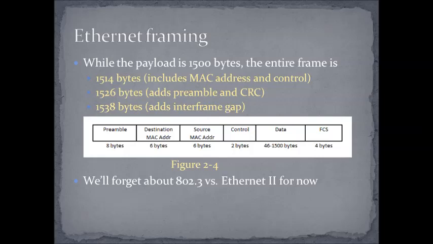So from Chapter 2 in the Packet Guide to Core Network Protocols, here's figure 2-4, and this just shows you the fields that we have in Ethernet. And so we've got our 8-byte preamble, the 2 MAC addresses, the control field, our data field. Now remember, that's variable size. It can be much smaller than 1500 bytes, but 1500 bytes is the top end. And then we have our 4-byte frame check sequence, or CRC. And for right now, we'll forget about 802.3 versus Ethernet Type 2. They're the same size, but they use their fields in a slightly different way, and they have slightly different uses.